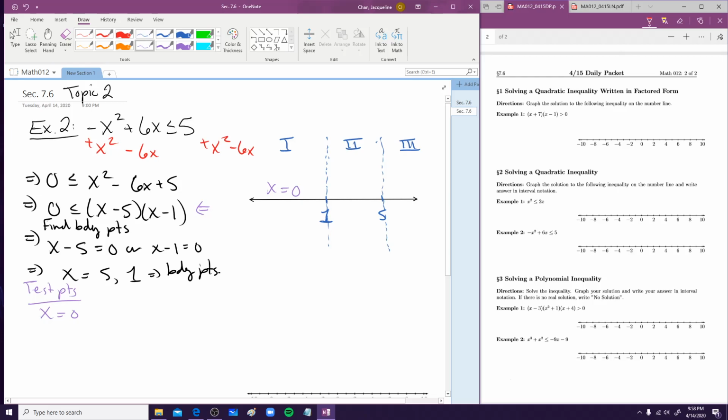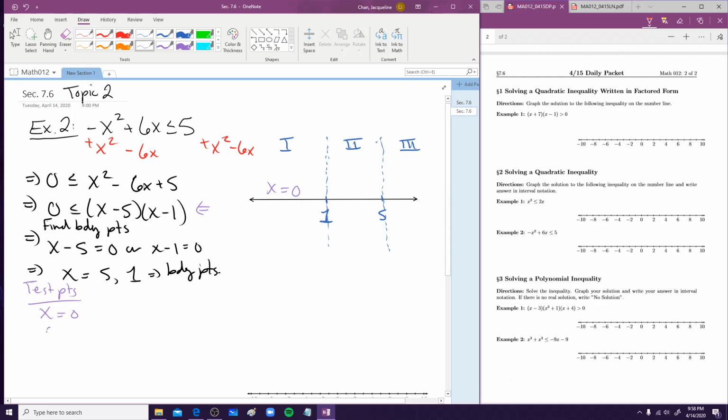Why can I do that? Because if I FOIL this, I get x squared minus x minus 5x plus 5. When I add minus 5x and minus x, I get negative 6x. And then if I wanted to make it look like this, I'm going to subtract x squared over and then add 6x over. And then we can see that it would still be the exact same. So we can use this because it's equivalent.